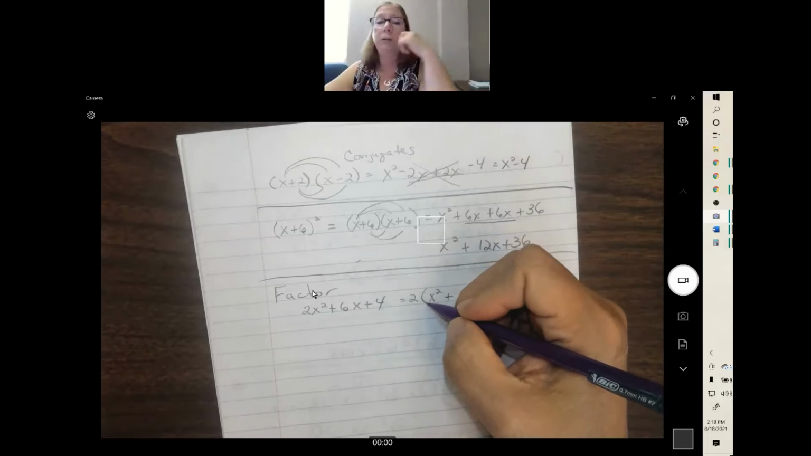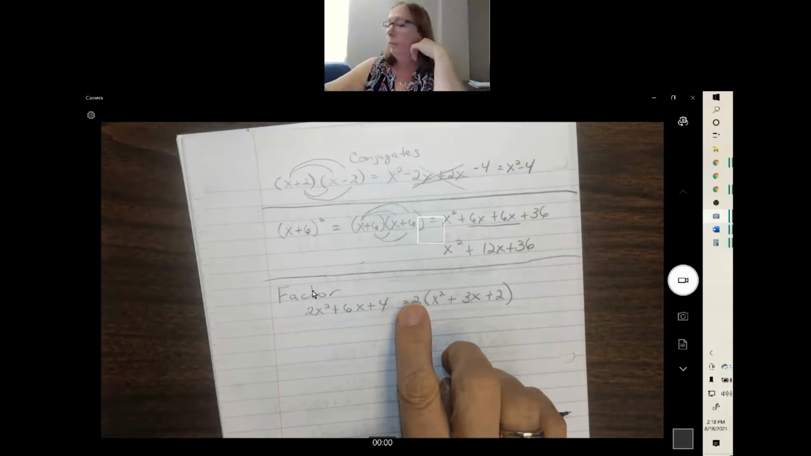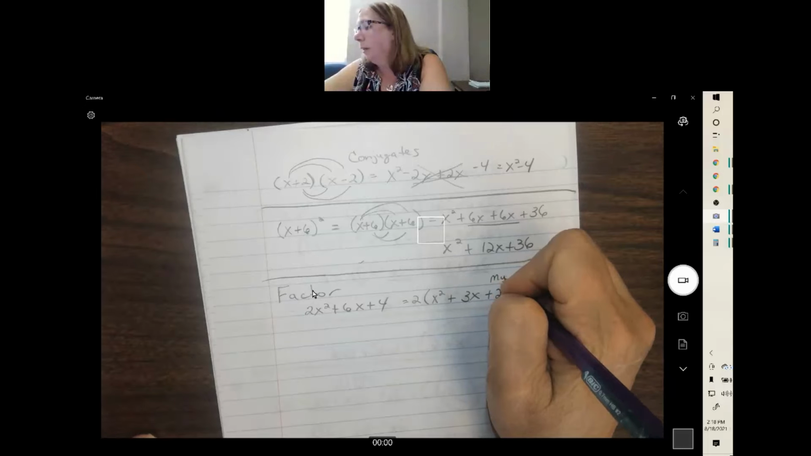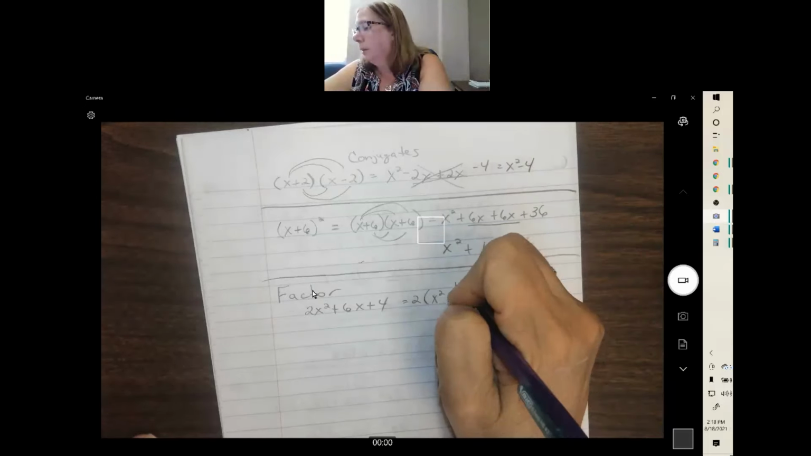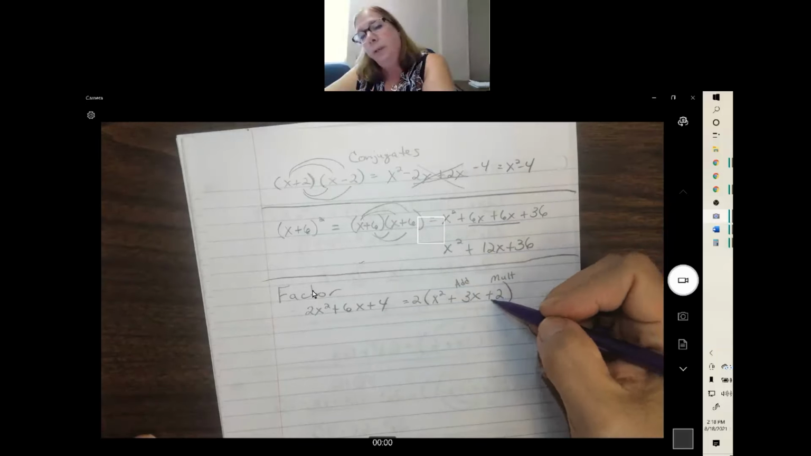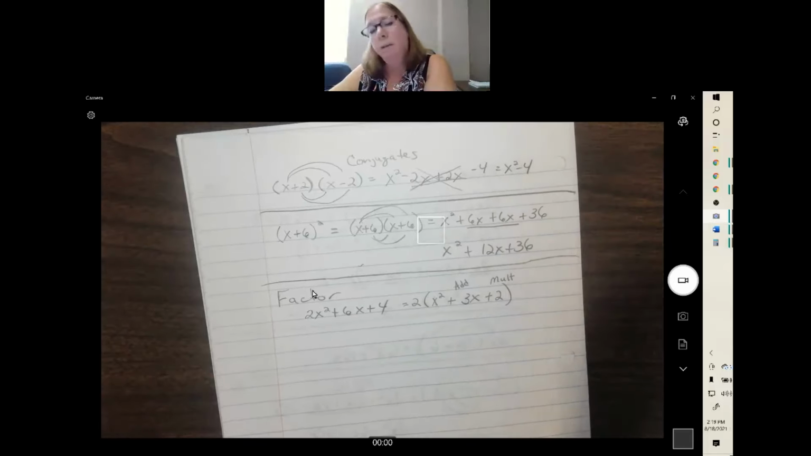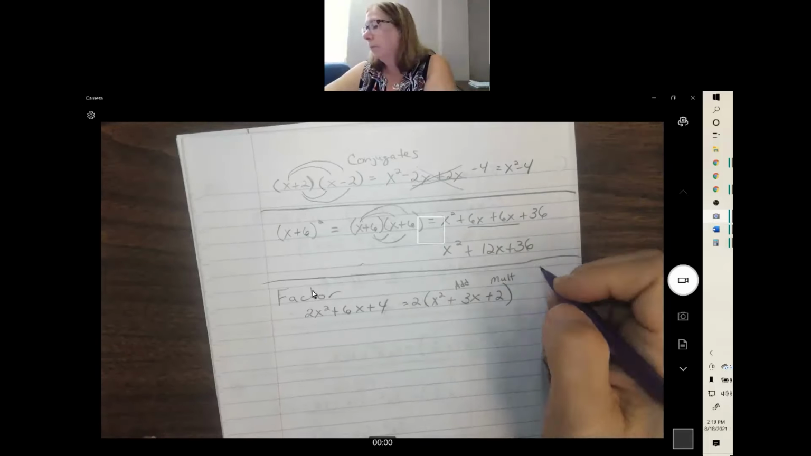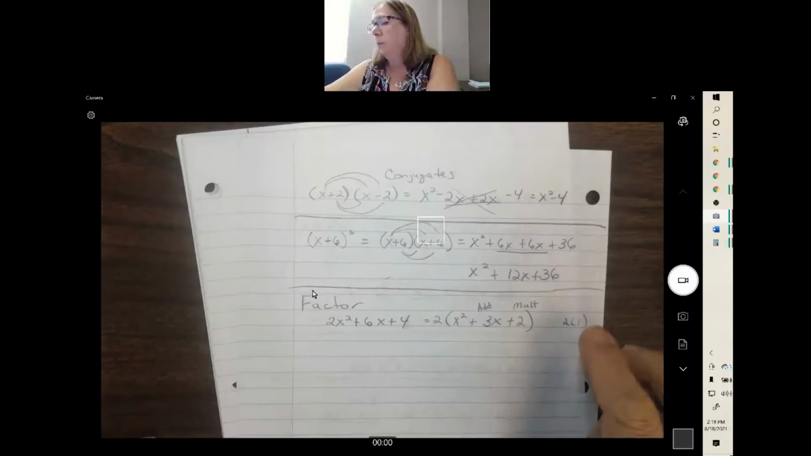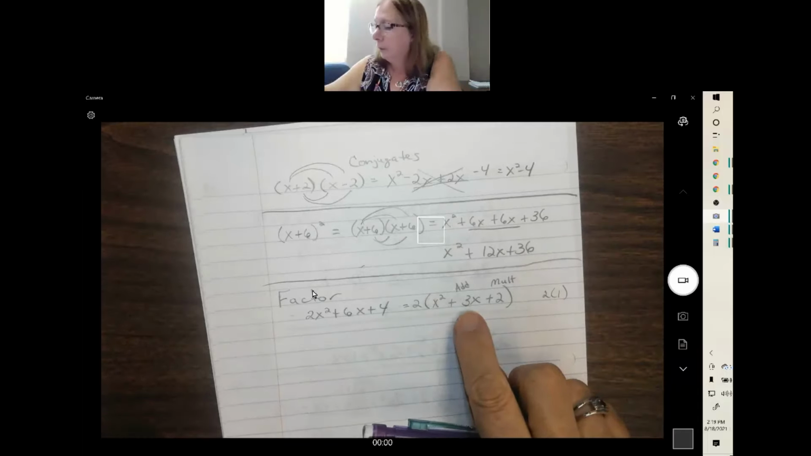Notice there's no number in front of the x squared because we pulled the 2 out. When that's the case, then you can multiply to get 2 and add to get a 3. So what 2 numbers can we multiply to get 2 and add to get a positive 3? Anyone? 2 and 1. Because when we multiply them, we get 2. When we add them, we get 3.